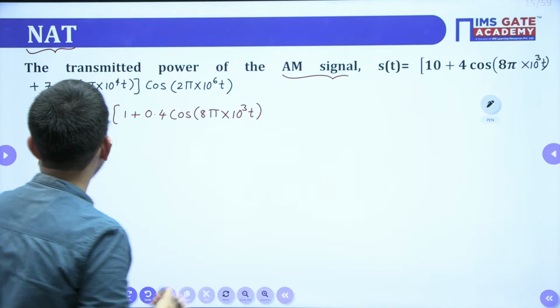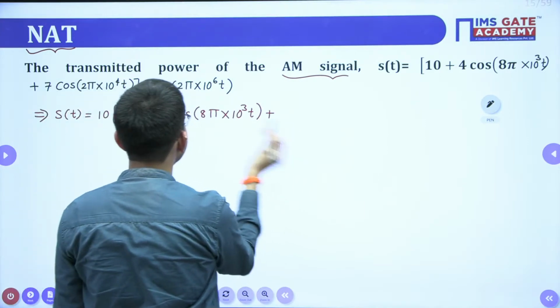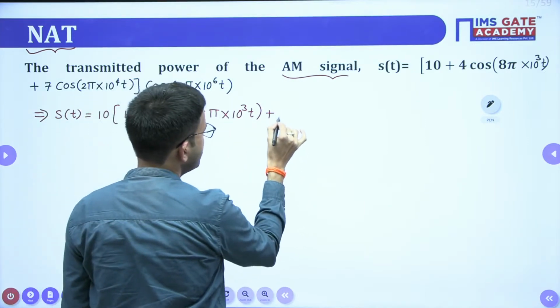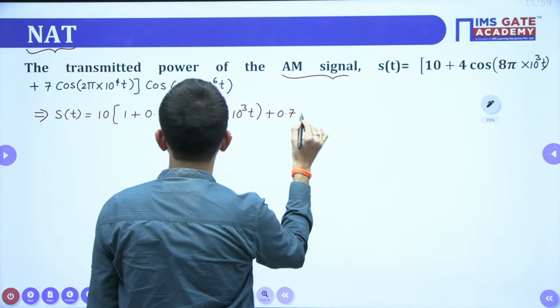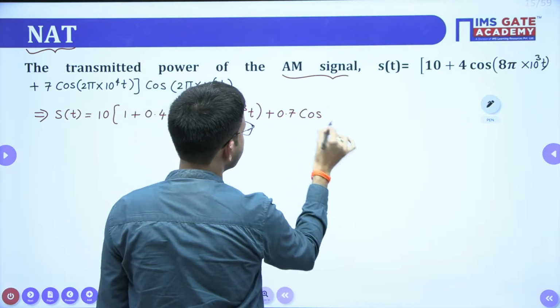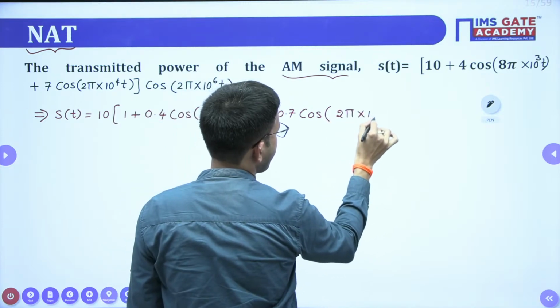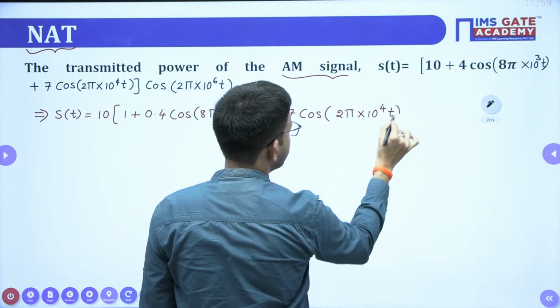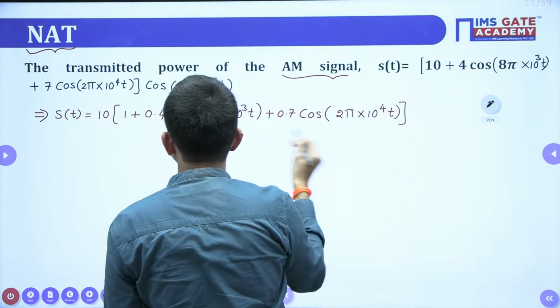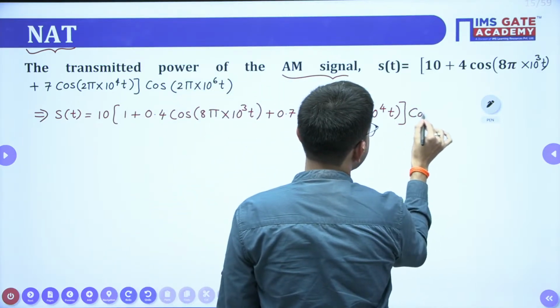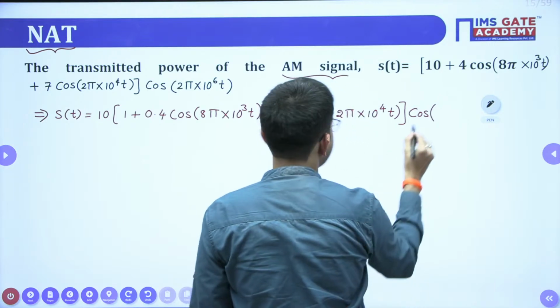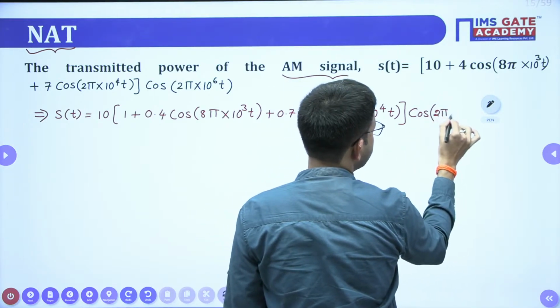Then plus, I have taken 10 as common, so 7 by 10 is nothing but 0.7, into cos of 2 pi into 10 power 4 t. The overall signal is multiplied with cos of 2 pi into 10 power 6 t.